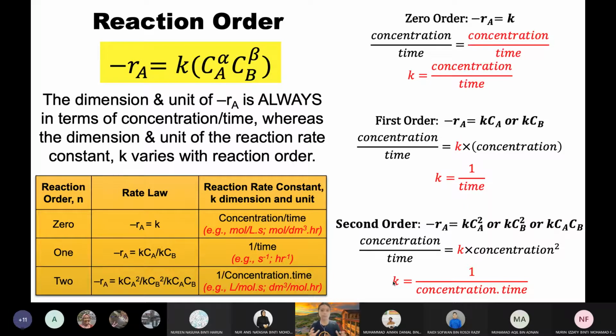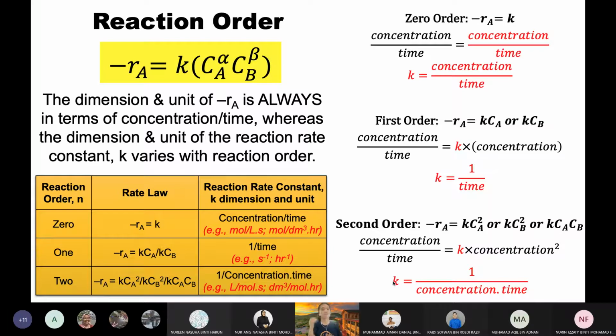So kalau kamu ada dua reactant and kamu tahu dia adalah first order, dia ada dua kemungkinan. It's either first order with respect to A, minus RA equals to KCA, or it can also be minus RA equals to KCB, first order with respect to B. So in that case, although you know it's first order from the unit of K, you cannot pinpoint exactly rate law dia sebab dia boleh jadi first order terhadap A atau first order terhadap B.